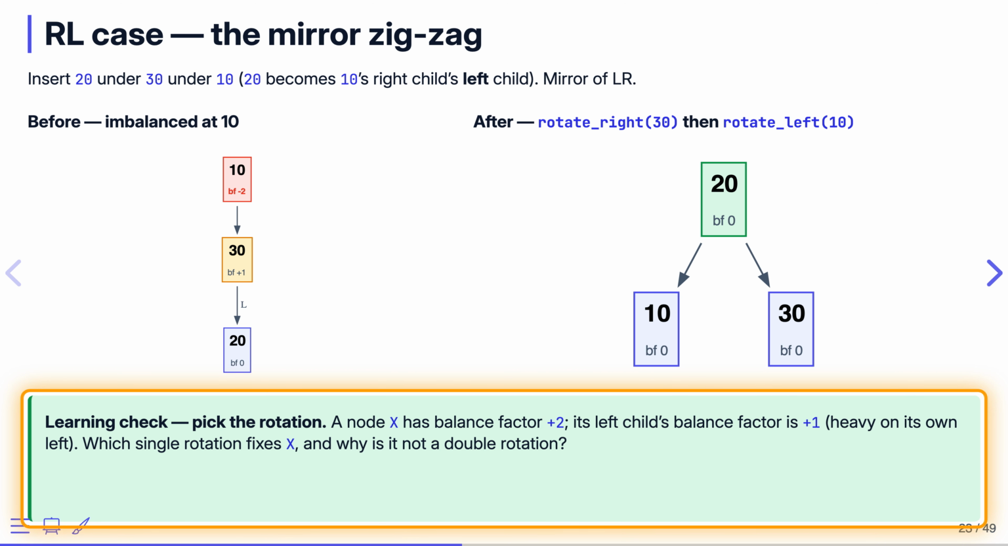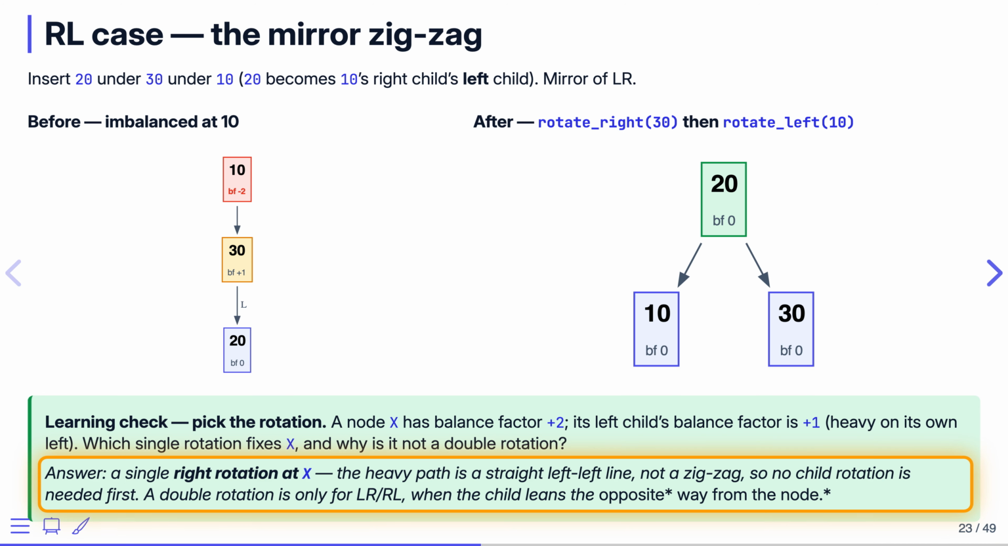Now try one yourself. A node X has balance factor +2. Its left child has balance factor +1, so the child is heavy on its own left. Which single rotation fixes X, and why is it not a double rotation? Decide before you advance. The answer is a single right rotation at X.